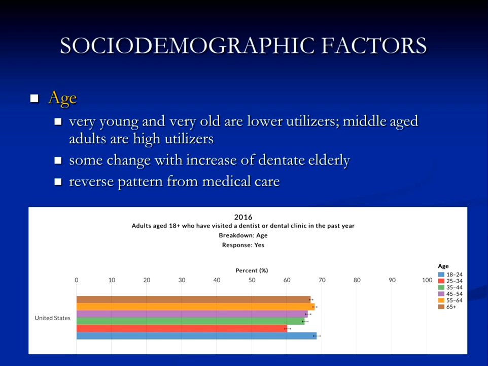So the first demographic that I want to talk about is age here. So what we know is that the very, very young and our very, very, very old people tend to be low utilizers of dental services. Our middle-aged adults tend to be higher utilizers. So it's almost like an upside down U. No, scratch that. It's like a U shape.